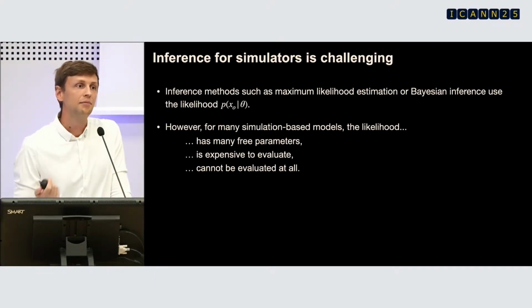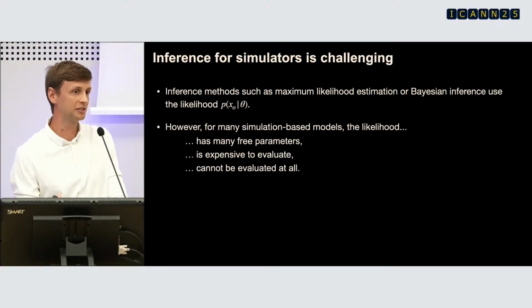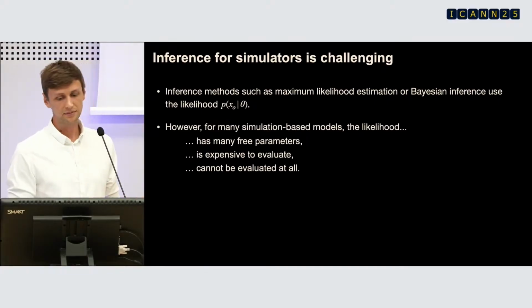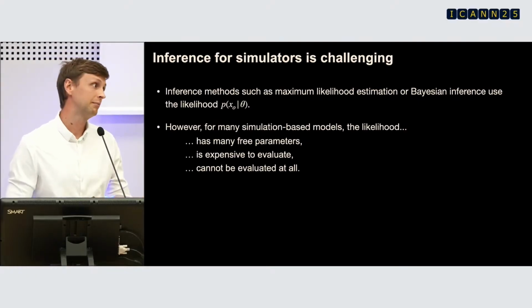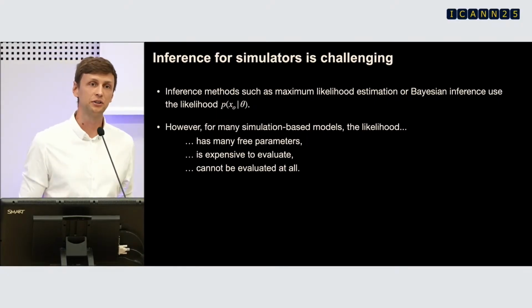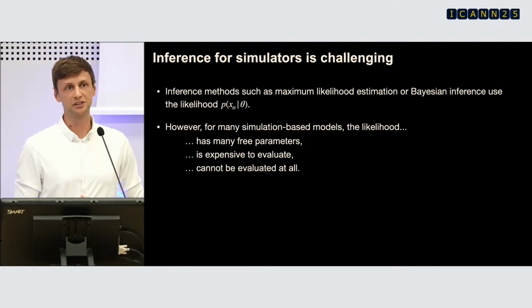In addition, a single cell can already have dozens or hundreds of free parameters. And thereby network simulations can have hundreds, thousands, tens of thousands, or millions of free parameters, which makes it hard to find any kind of parameter set that even roughly matches the data. And thirdly, in many cases, the simulators are stochastic, for example, to model variability in biological systems. And in those cases, it can happen that the likelihood cannot even be evaluated at all, which makes approaches such as maximum likelihood estimation or Bayesian inference challenging.